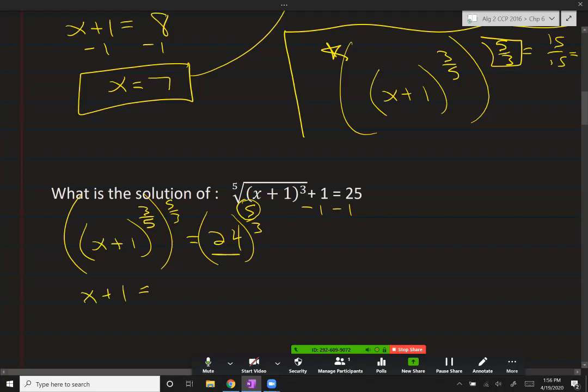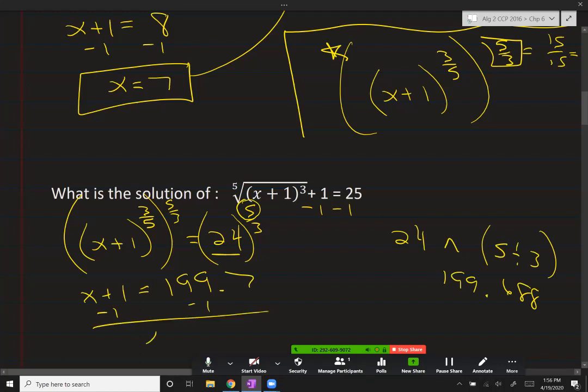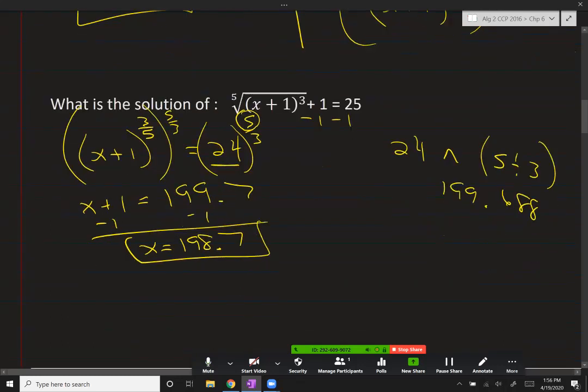So when I jot this in here, remember it's 24 caret parentheses 5 divided by 3. This says 199.688. So we're going to go 199.7 and then subtract 1. So x in this equation is 198.7. And we just annihilated that problem.